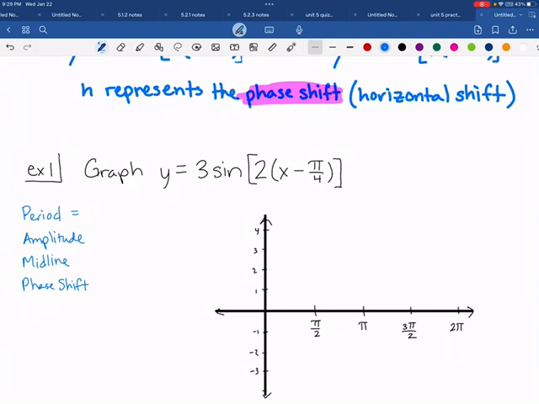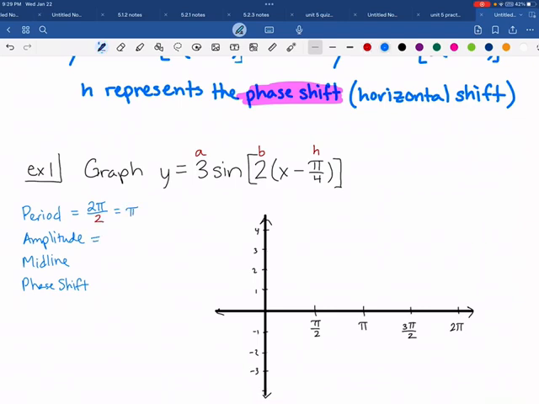So our period here will be 2 pi over b. Just going through this equation, I'm going to identify the 3 as our a, the 2 as our b, and the pi over 4 as our h, because it's inside with the x, not outside. That would be where a k would go. We don't have a k here. So the period is going to be 2 pi over 2, because that is our b, which gives us pi.